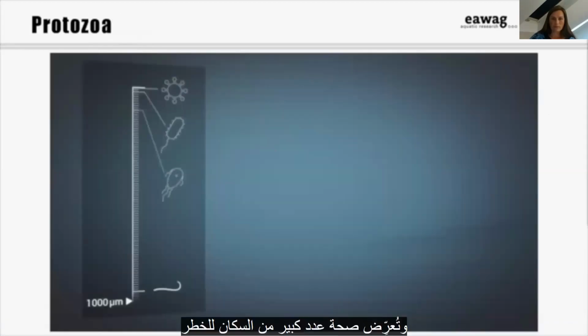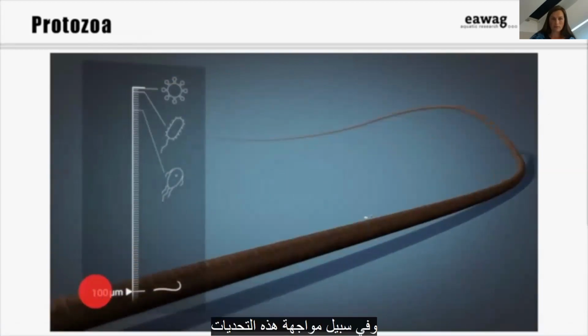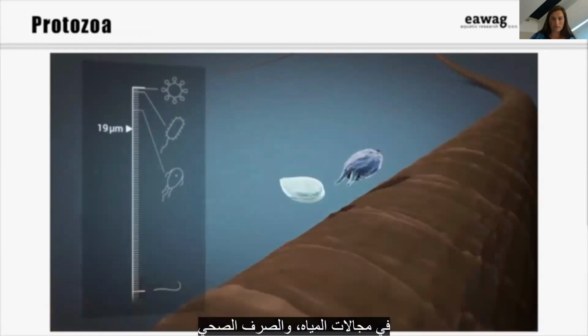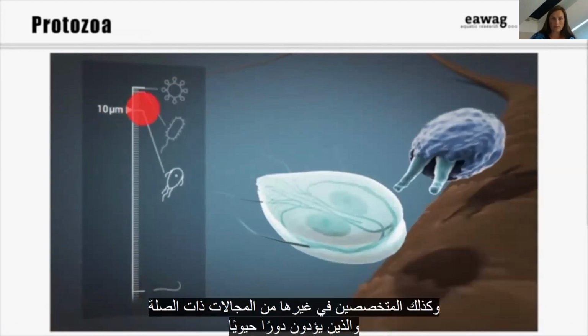The first thing to note about pathogens is that they are small. A human hair is about 0.1 millimeters, or 100 microns, in diameter. Protozoa, the largest class of pathogens, are much smaller, usually about 10 to 50 microns in size.